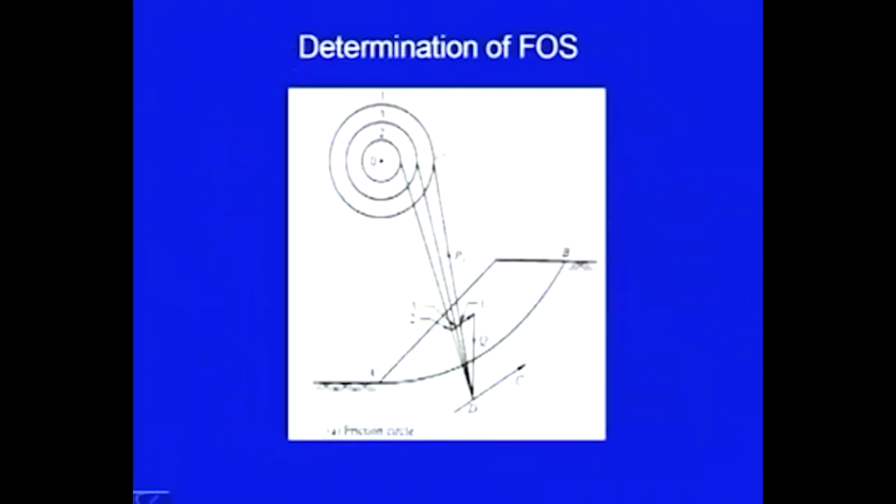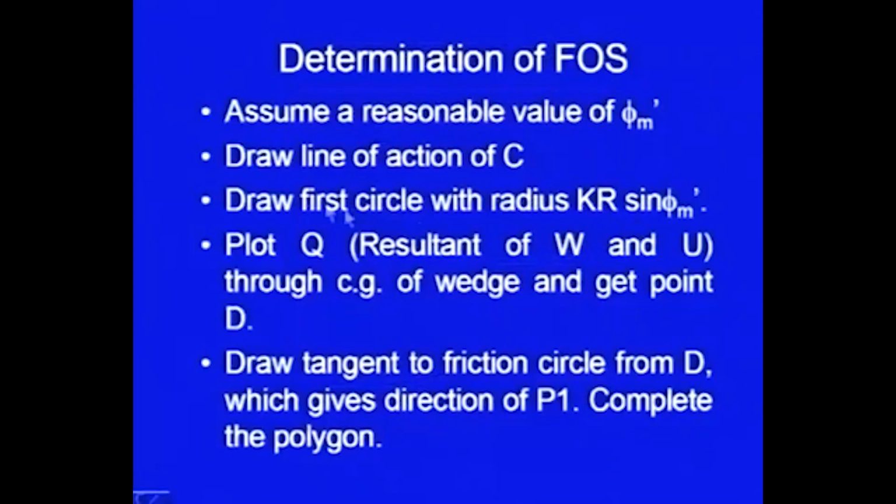Here I am talking about this circle. We have already drawn the failure circle, and here I am talking about these circles. This first circle is drawn with the assumed phi m dash. The radius of this circle is k into r into sine of phi m dash, where k we get from the chart and r is the radius of the trial failure circle. Then plot Q, which is the resultant of W and U, through the CG of the wedge and get point D.